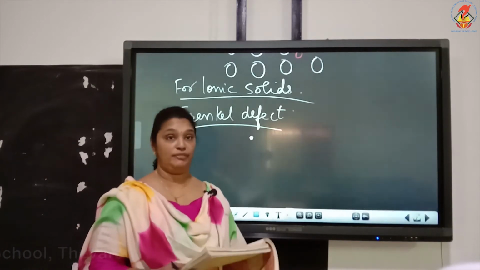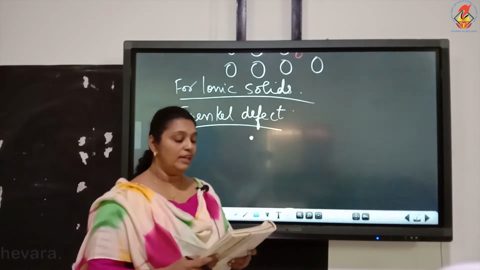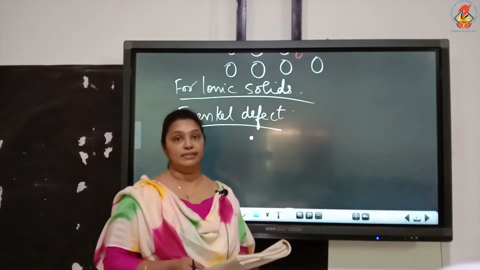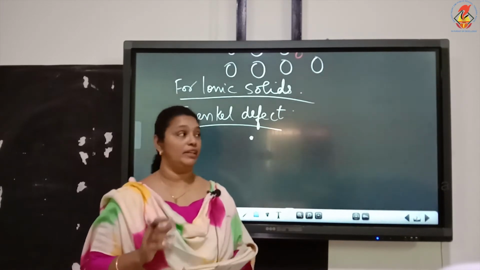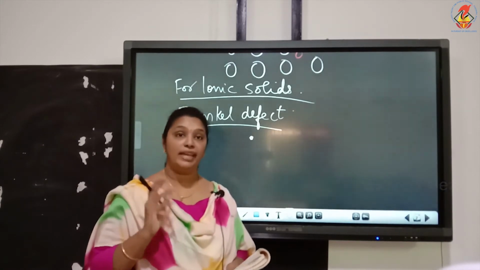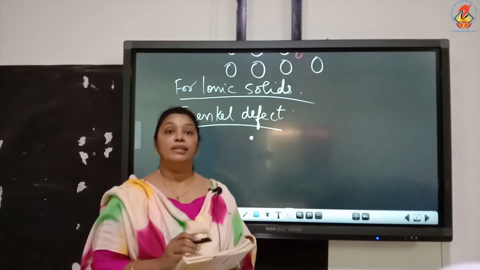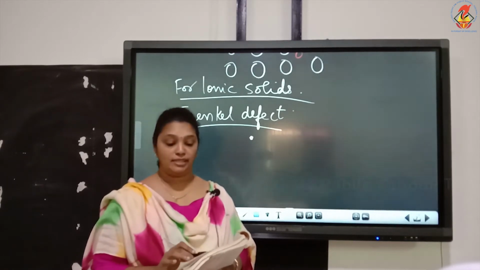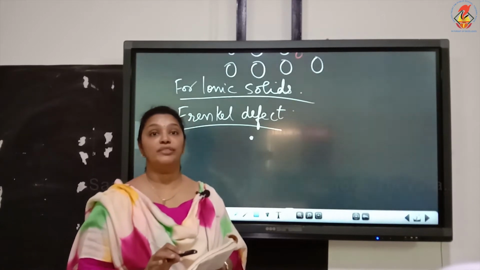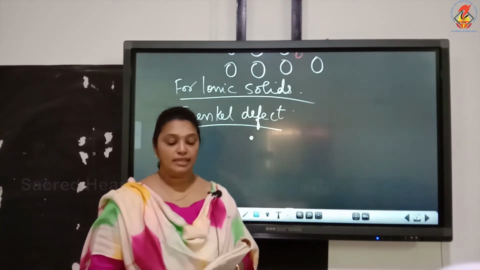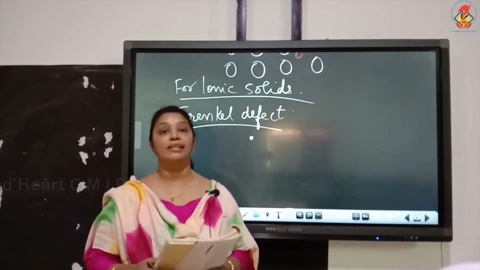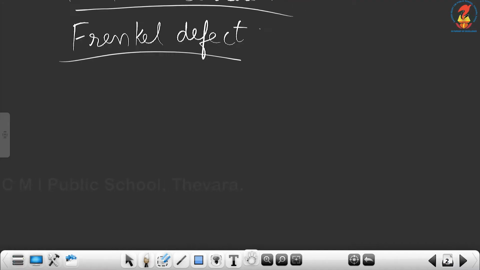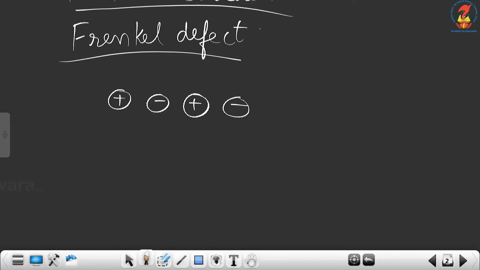What is Frenkel defect? Frenkel defect is shown by ionic solids. Ionic solid means it will have cations and anions. In Frenkel defect, the smaller ion, which is the cation, is dislocated from its normal site and moves to an interstitial site. So, if we draw the Frenkel defect, it's found in ionic solids, so we have plus, minus, plus, minus.